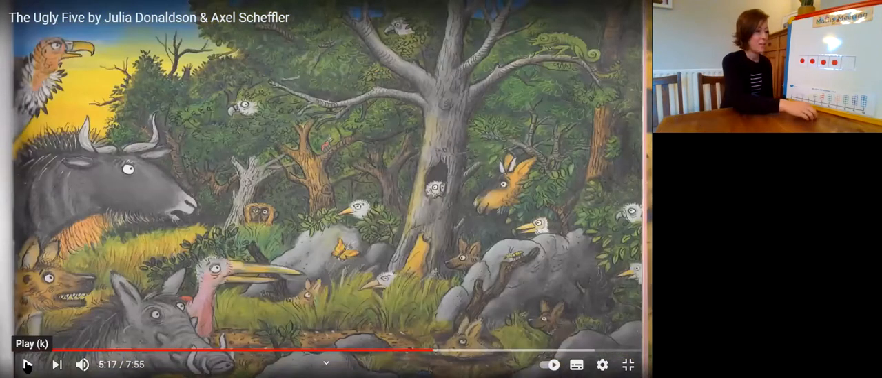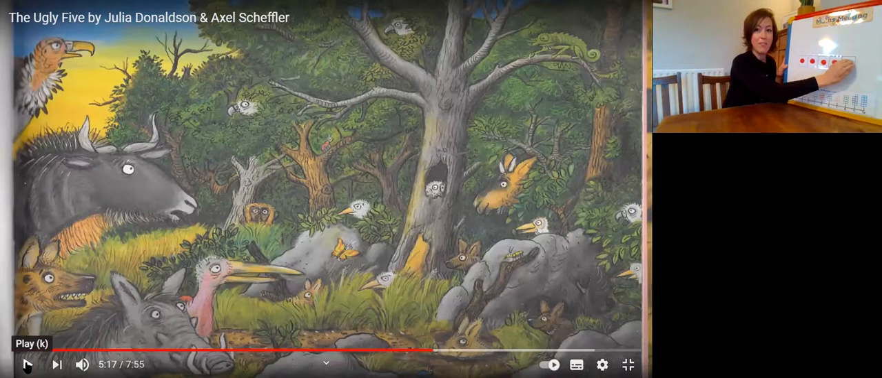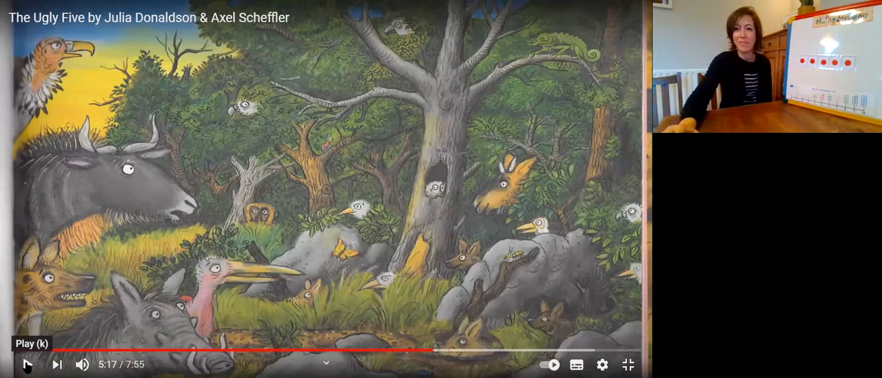Okay, so now the bird had joined them. That makes 1, 2, 3, 4, and 1 more makes 5. So you should have filled your 5 frame now with 5 objects all together.